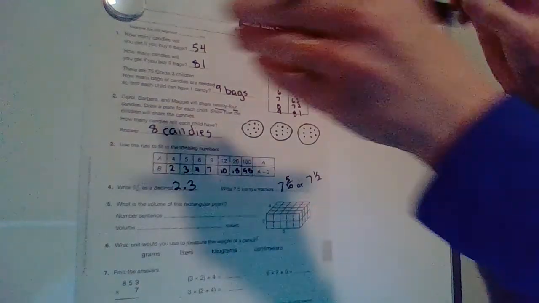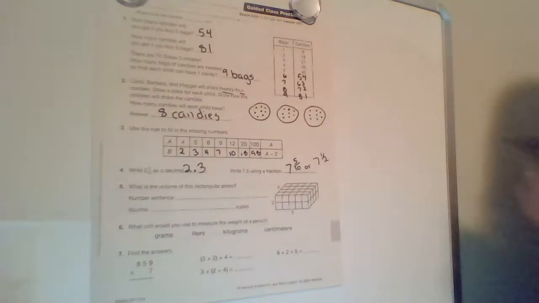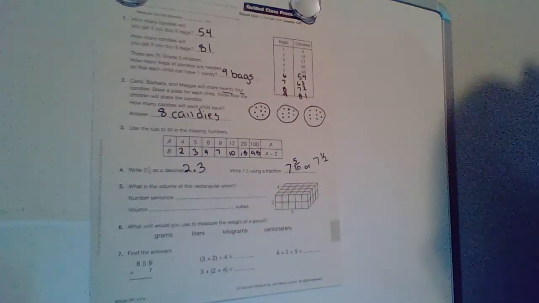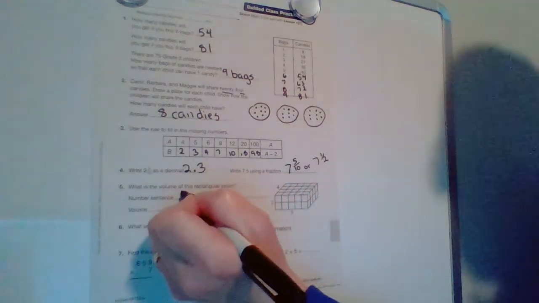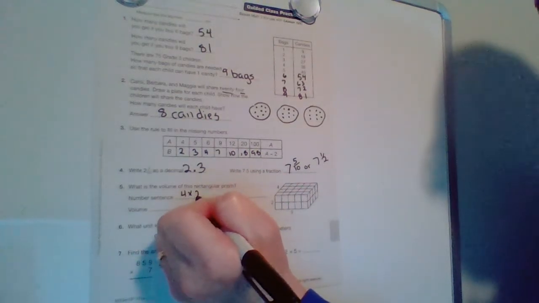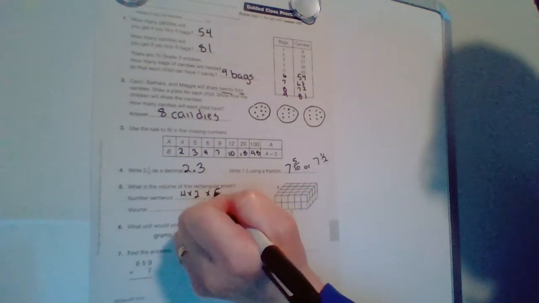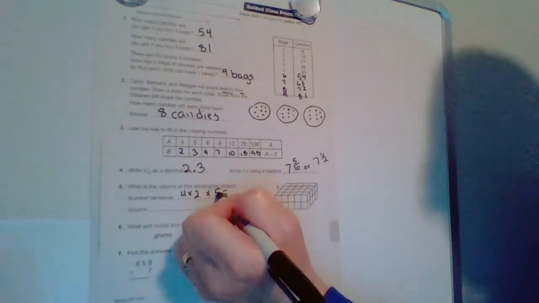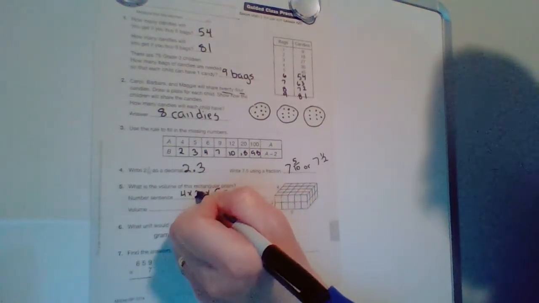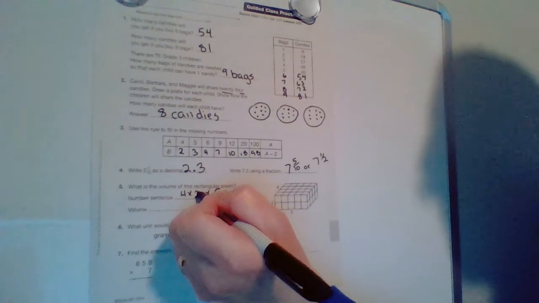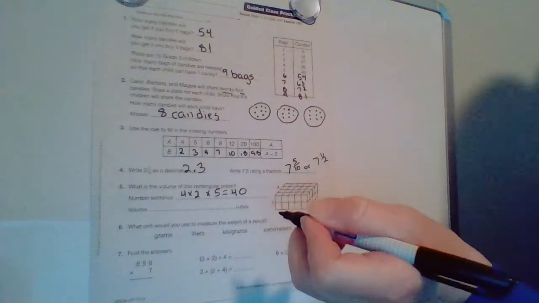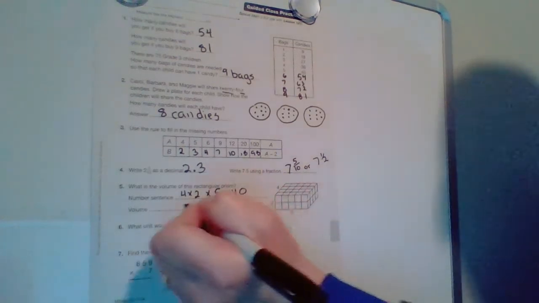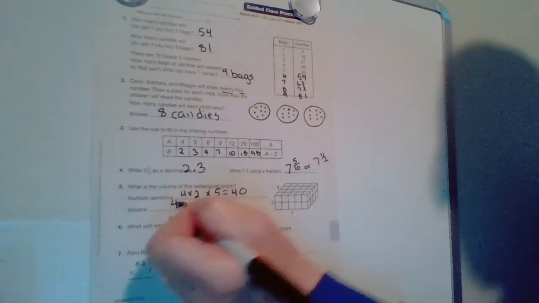What is the volume of this rectangular prism? Okay, we just did that, okay? So we can see our numbers. So here we go. We're going to write 4 times 2 times 5. And I'm going to multiply 5 times 2. That would be 10. 10 times 4 is 40. And the volume is 40 cubes.